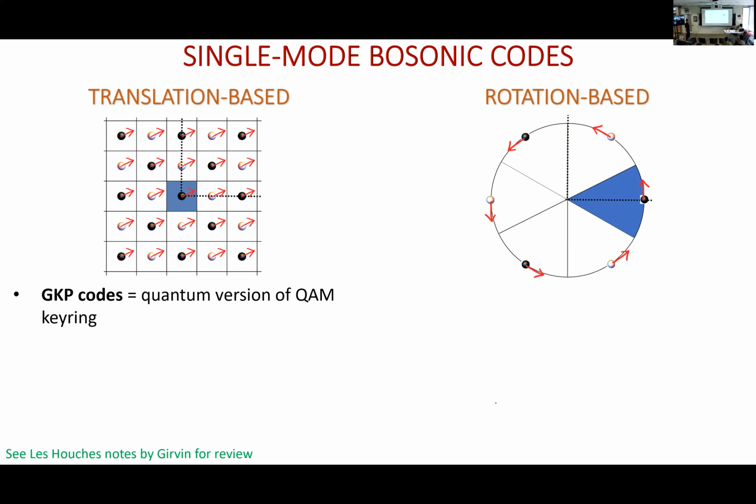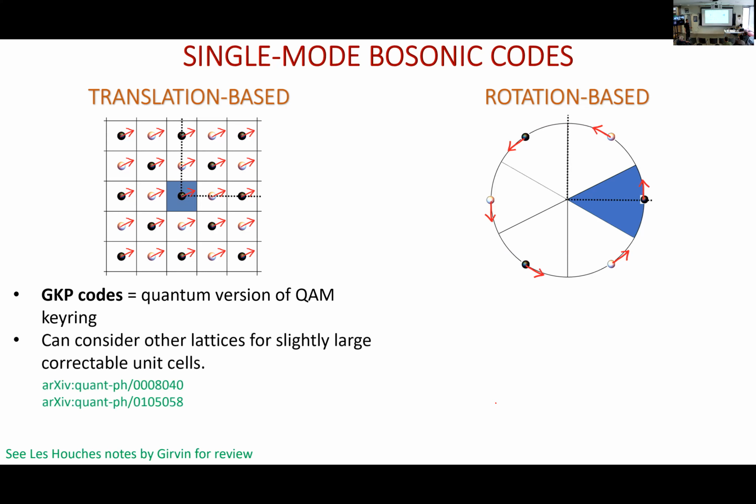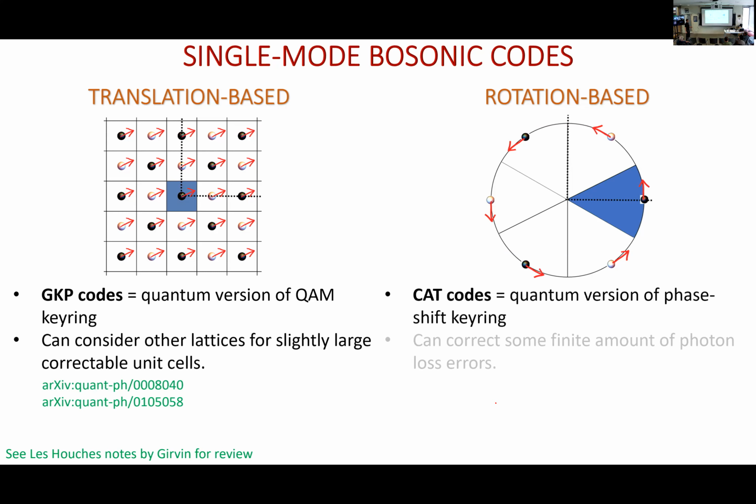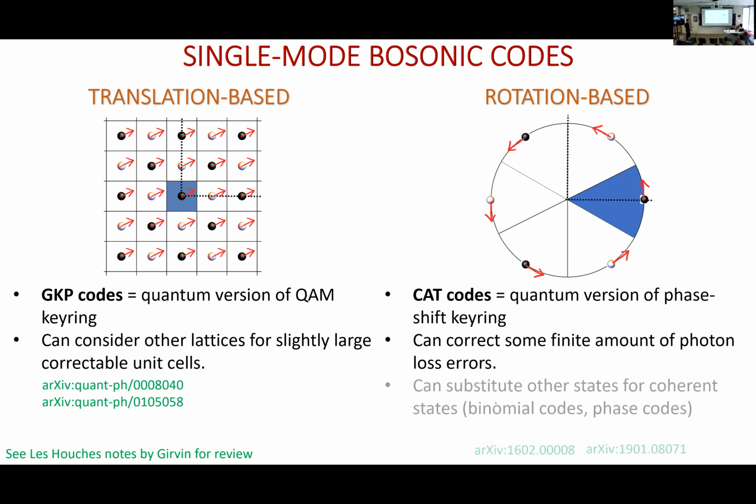And there are classical versions of these. So when they send information through electromagnetic fibers, they can encode in some ice cream scoop of this lattice or just encode on the circle for fixed energy transmission. These are called quadrature amplitude modulation and phase shift keying in the classical world. But then if we take superpositions of them, we can design quantum codes.